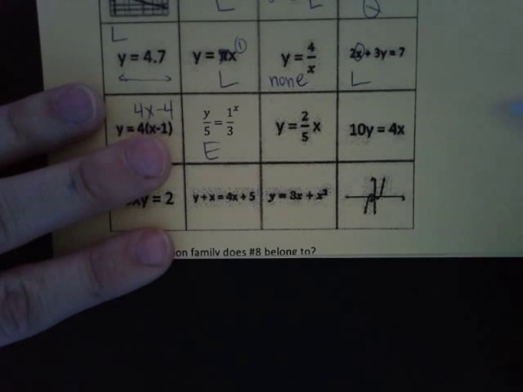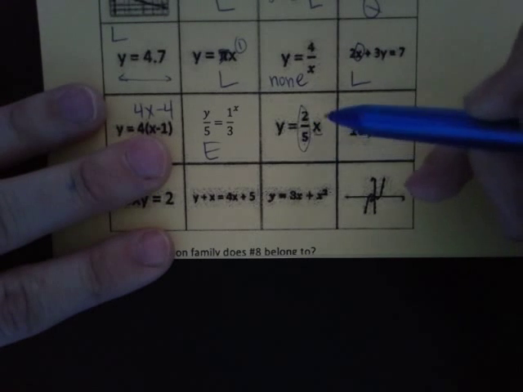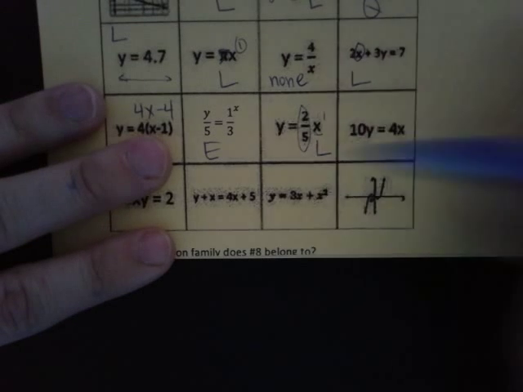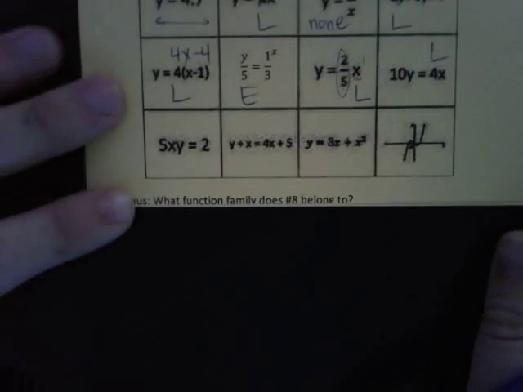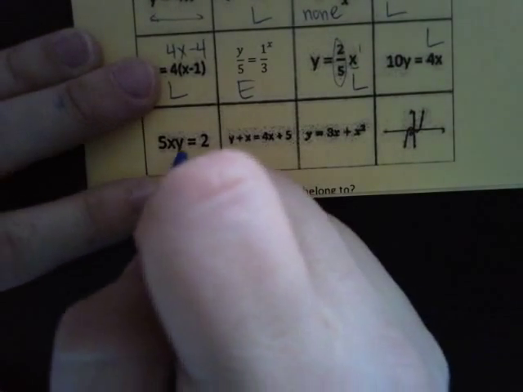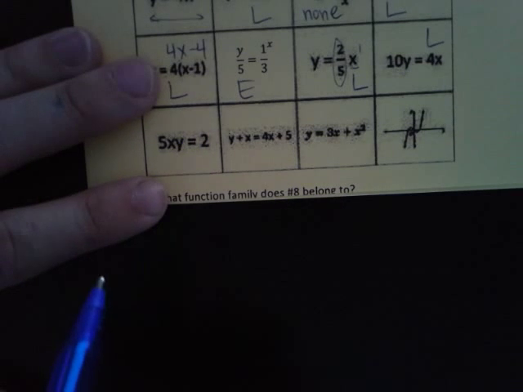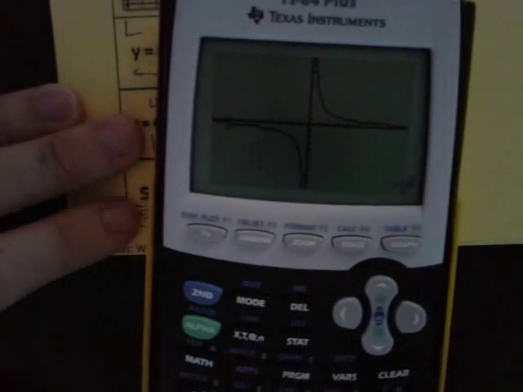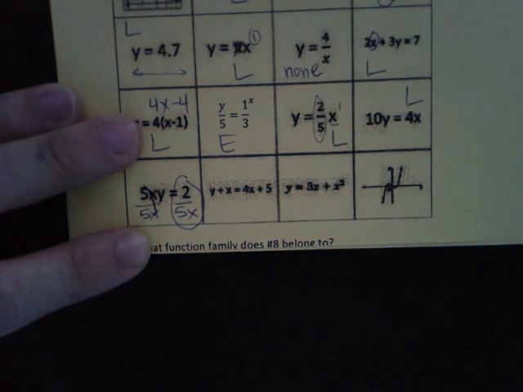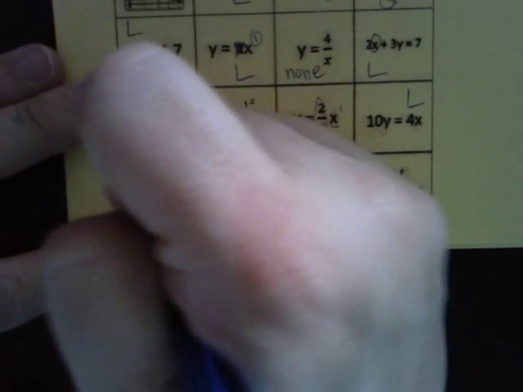The next one, 2/5 is the slope. X to the first power, linear. The next one, apparently they're all linear. What about the next one? If I were trying to get y by itself, what would I have to do? Divide by 5x. So this would be another example where we have x on the bottom. What happened up here when we had x on the bottom? That's none. It gave us this crazy graph, right? It's going to happen again. It's going to be none.